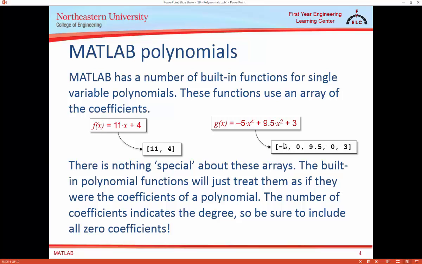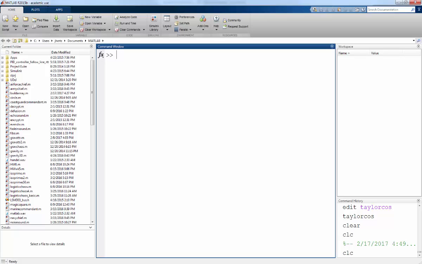It's important to note there's nothing special about these arrays. It's just that the built-in polynomial functions, those functions built into Matlab, will treat these arrays as if they were the coefficients of the shown polynomials. The number of coefficients indicates the degree, so make sure to include all 0 coefficients wherever they exist. Let's look at some examples now in Matlab.